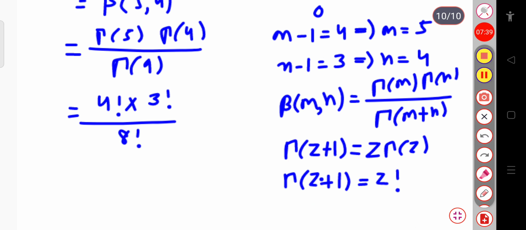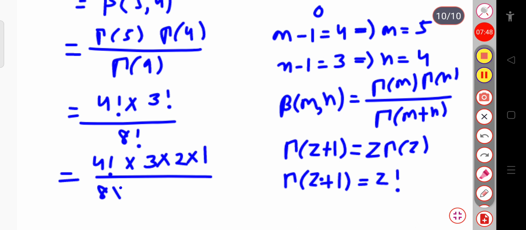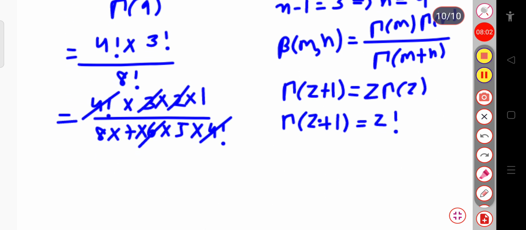Now how will you solve this? This is 4 factorial into 3 factorial, that is 3 into 2 into 1, divided by 8 factorial, which can be written as 8 into 7 into 6 into 5 into 4 factorial. So the 4 factorial gets cancelled, and 3 into 2, that is 6, gets cancelled. So the answer will be 1 by 8 into 7 into 5. That is 7 into 5, which is 35, and 35 into 8 is 1 by 280. So in this way you can solve.